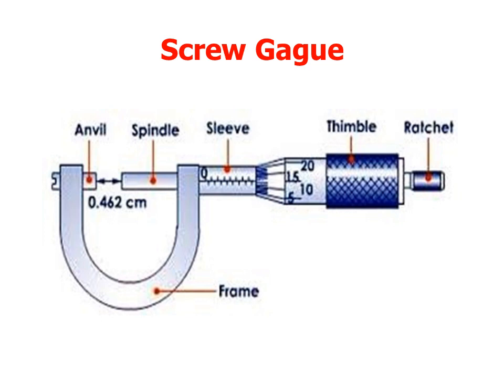Near the thimble, they are given some numbers, 5, 15, 5, 10, 15, 20. That is called the head scale. And the sleeve is given, that is called the pitch scale. You can see the spindle as well as the anvil. Between the anvil and spindle, we are going to place the object, and you can see the U frame.